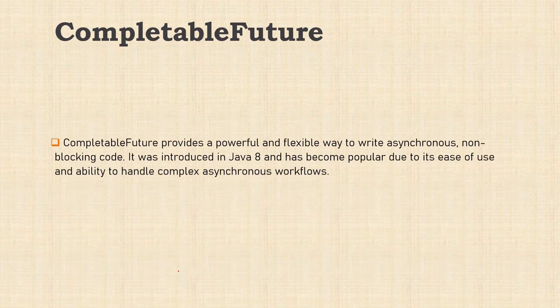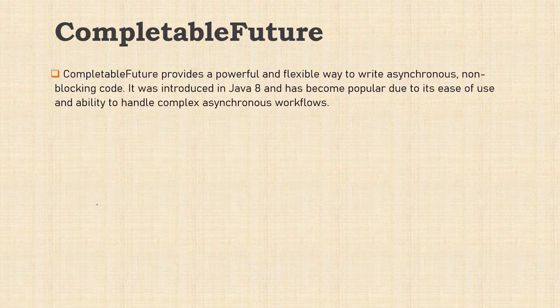So we'll try to understand what CompletableFuture is. CompletableFuture provides a powerful and flexible way to write asynchronous non-blocking code. Previously we saw blocking, because Future allows blocking code. It will block your code and will not allow the next thread to execute before completion of your current thread. But in CompletableFuture it is possible to do asynchronous calls with non-blocking code. It will not block your code.